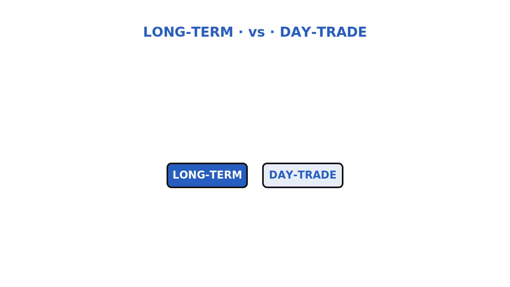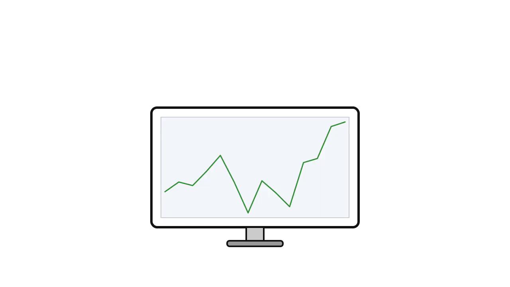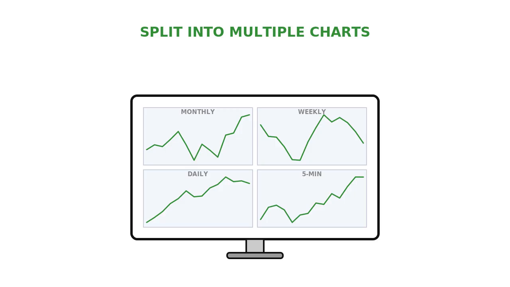Picture having two saved layouts. One called long-term, with your weekly chart, your 200-day moving average, and clean, simple settings for when you are thinking like an investor. And another called day trade, with a 5-minute chart, your VWAP, and your fast indicators for when you are actively trading. One click flips your whole screen between the calm investor view and the fast trader view. No rebuilding ever. Next, stop staring at a single lonely chart.